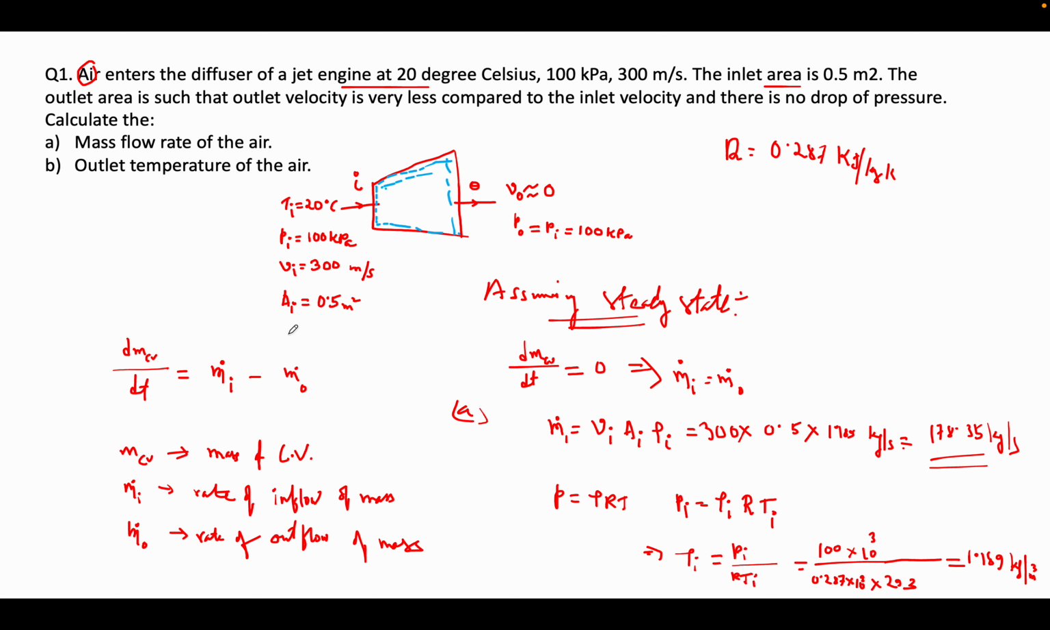So very simple. We have to calculate the mass flow rate, and this will be the mass flow rate throughout the diffuser, whether it is m i, m dot, or any part in between. Now we have to calculate the outlet temperature of the air. That means here the temperature is T i. We need to calculate what is the value at T o.